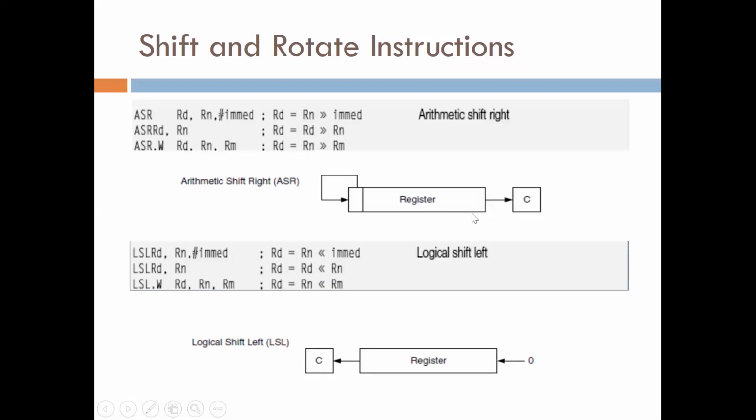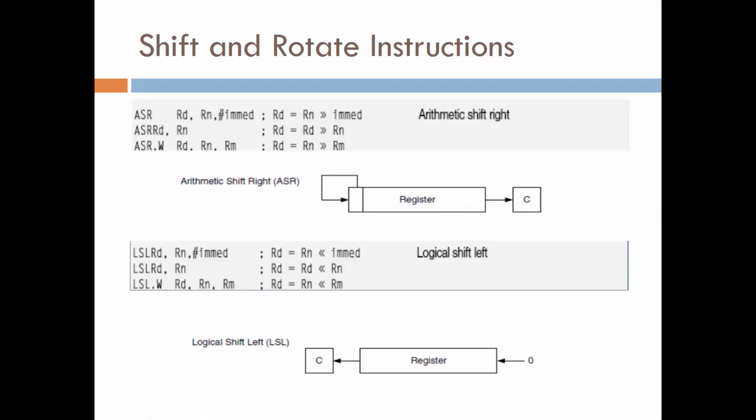Now we have the operation for ASR. Suppose you are shifting one time, the least significant bit will be moved to the carry, and the most significant bit will be retained in the same position as it is. That will not change. The importance of the arithmetic shift right instruction is that it retains the sign bit, because the most significant bit will be considered as the sign bit. So it is used for retaining the sign bit in the data or the register.